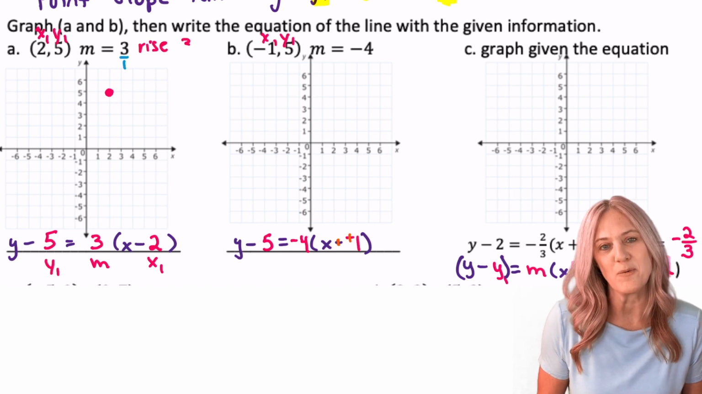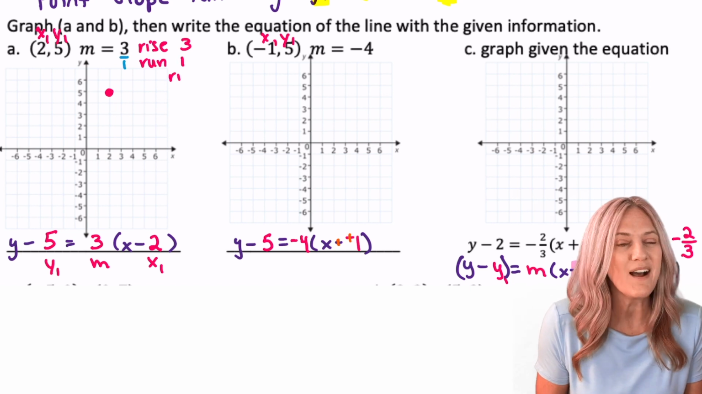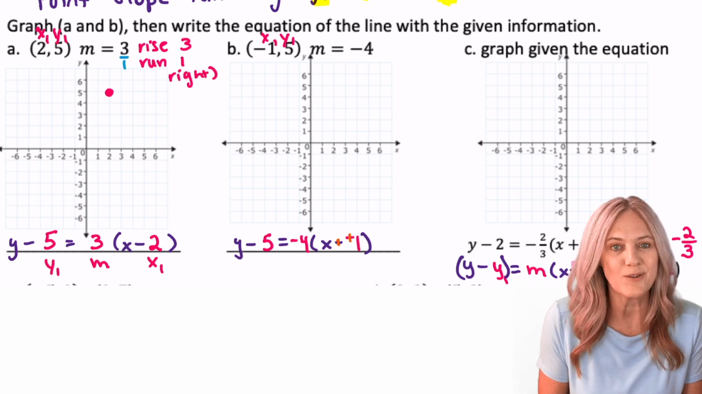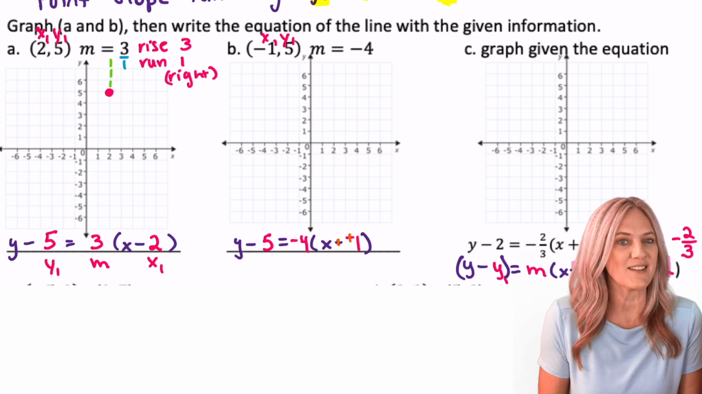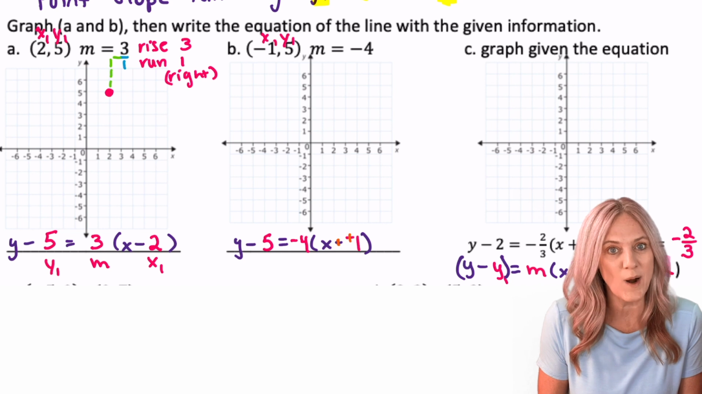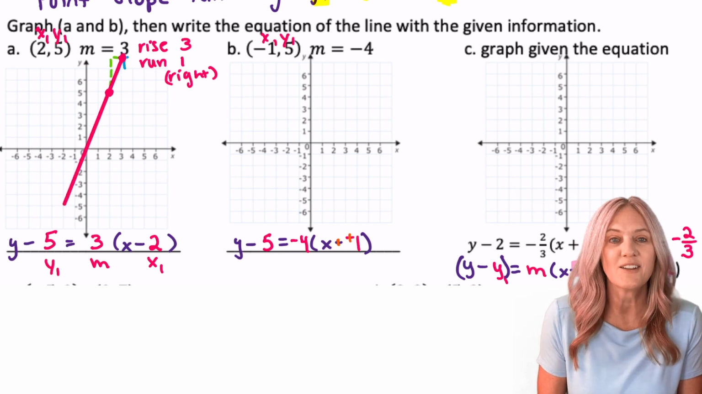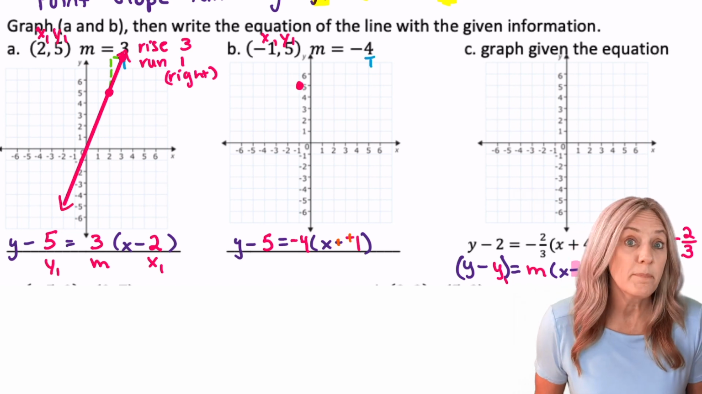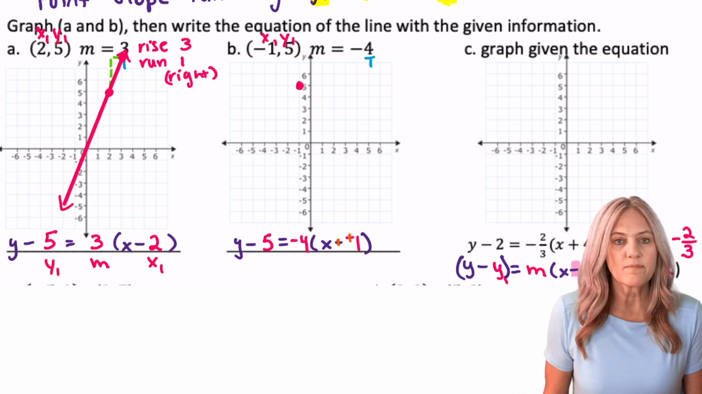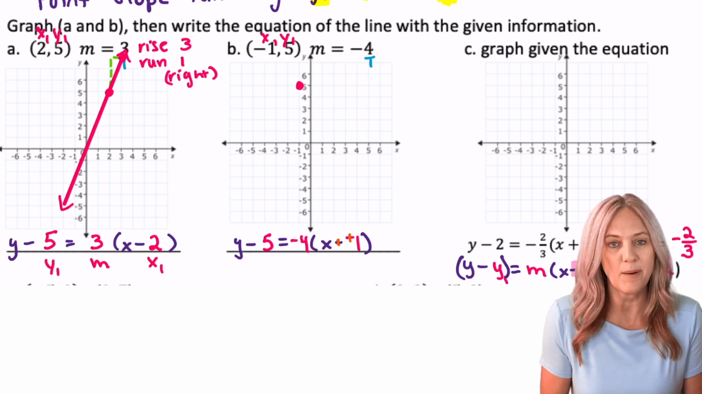So 3 divided by 1. The top number, the numerator, is the rise. It's positive. So we'll rise 3 units, and then the denominator is run. It's positive, so we'll run right 1 unit. There's our slope triangle. Now plot your second point. With 2 points, we have our line. On B, we have the point negative 1, 5. So let's plot that. To the left 1 unit, pause, and up 5 units.